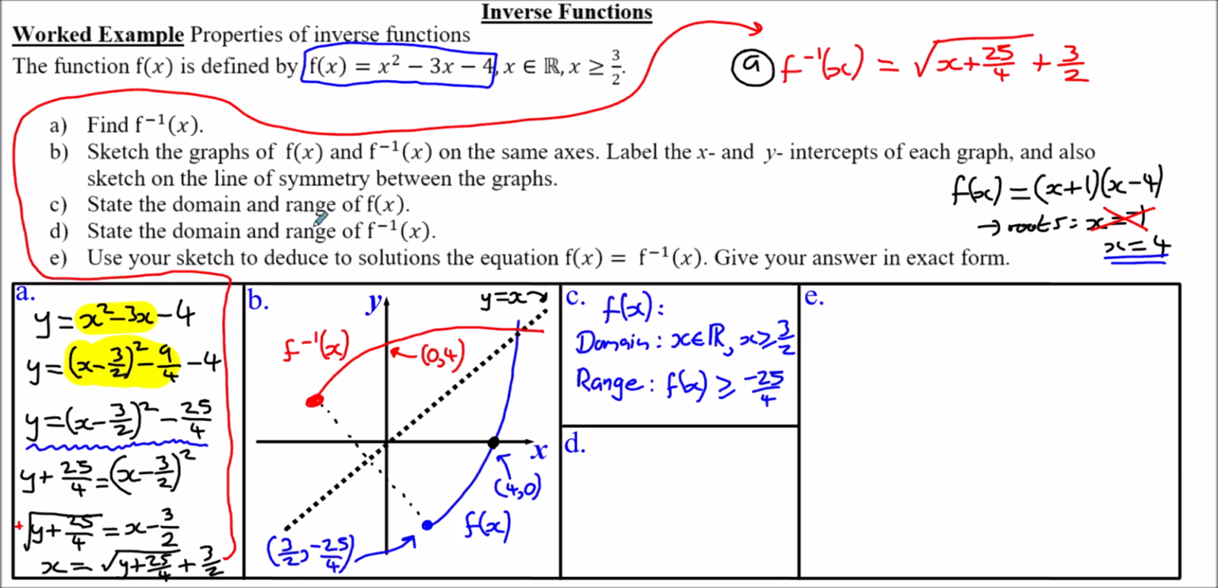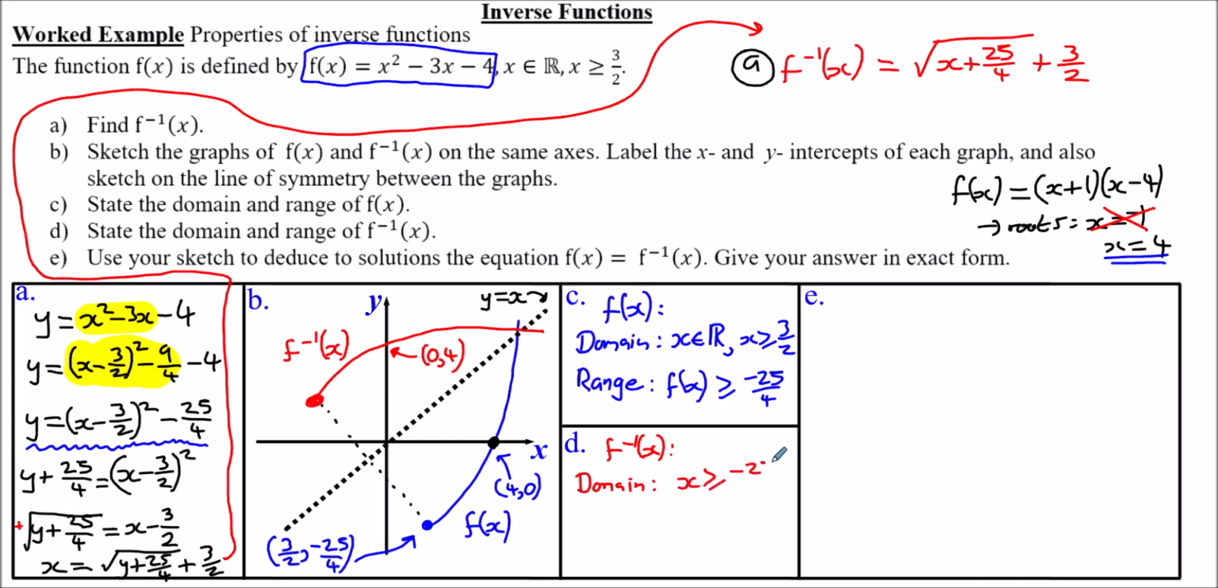Then for d, we can use our answer to c to help us. So for f minus 1 of x, for the inverse, the domain of the inverse is the range of the original. So the domain of the inverse is going to be that x is at least minus 25 over 4.